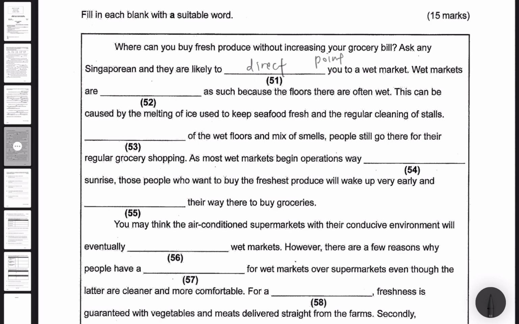I don't know about the PSLE markers, but I think "point" is a valid answer as well, okay? So here the answer is what? They'll point you to a wet market. Okay, they'll tell you to go to a wet market. Wet markets are, this is simple, named as such, right? Because of the wet floors.